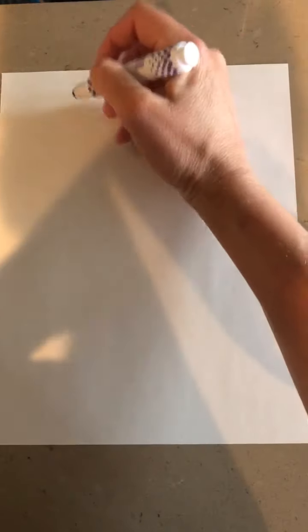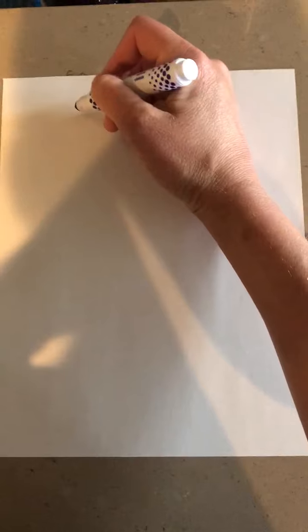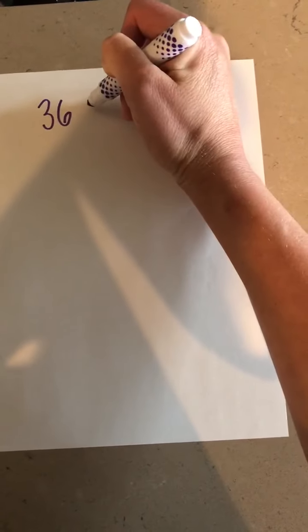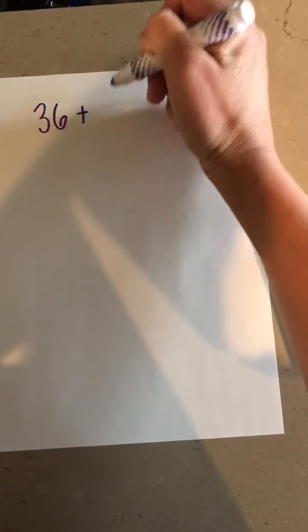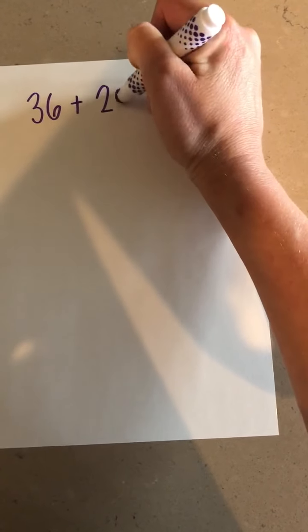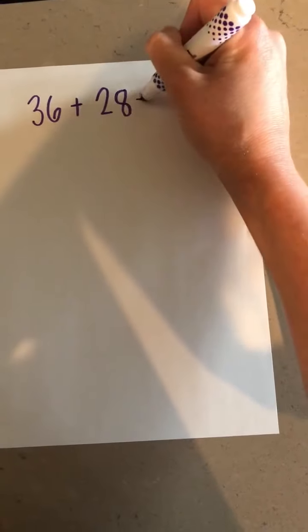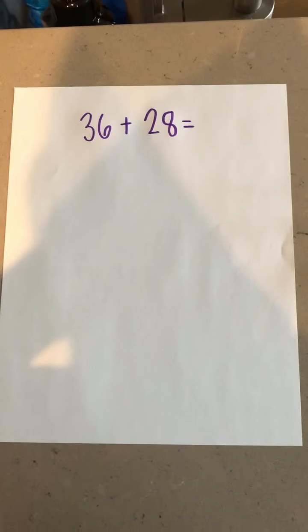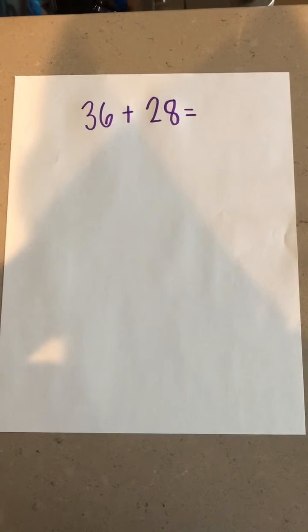This week we are working on two-digit addition with regrouping. So problems like this: if I had 36 and I am trying to add 28. Hopefully you've already watched the previous video linked before this one. This is another one I'm going to make for you.